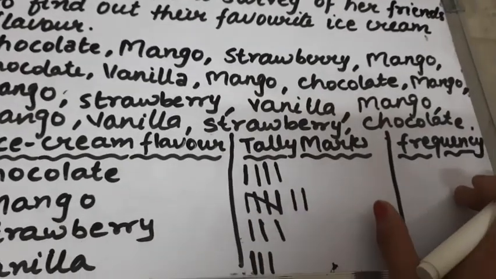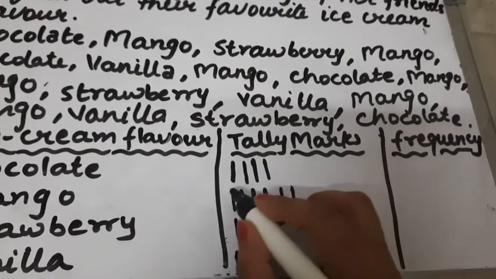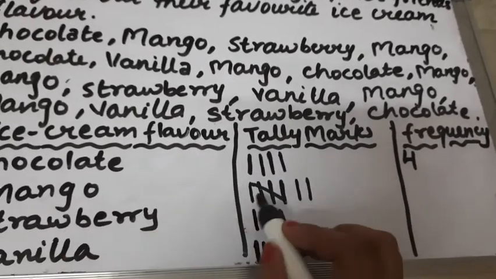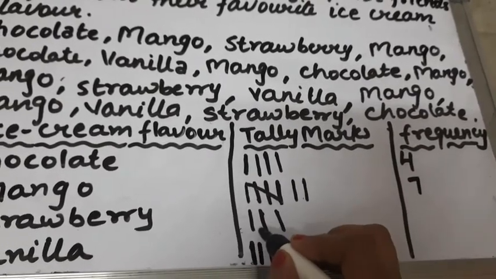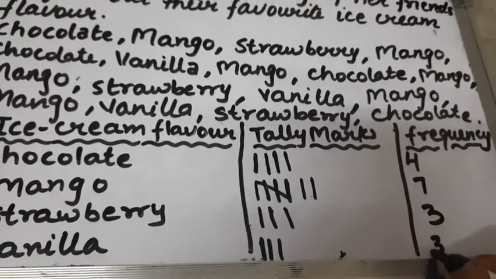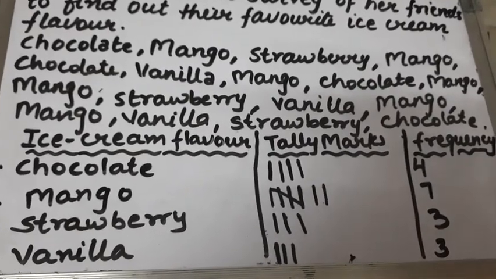Now we have to find the frequency. How many strokes are there in chocolate? 4 strokes, so the frequency will be 4. In mango, how many strokes are there? 5 plus 2, 7. Strawberry 3, and vanilla 3. So this way we represent our data using tally marks.